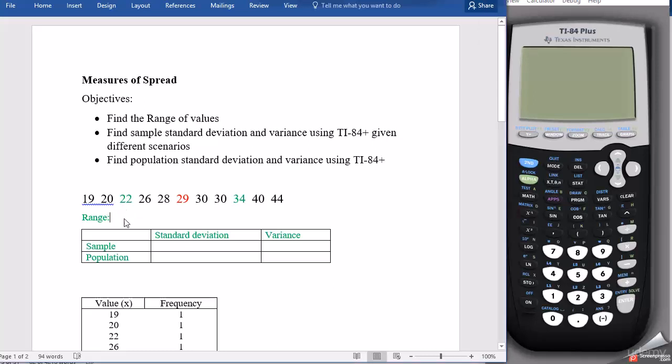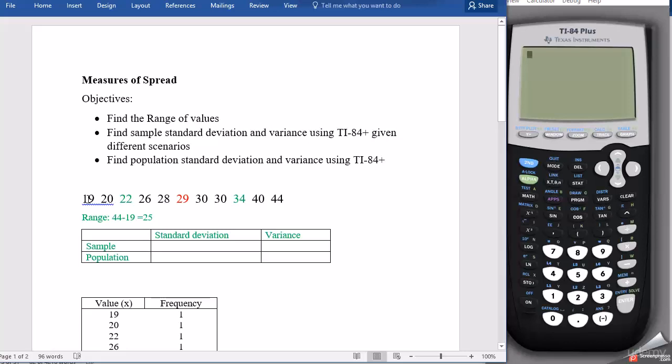The first thing we're going to talk about is the range, and we're going to do that using this set of numbers 19 through 44. The range is simply asking us to find the difference between the largest number and the smallest number. So you subtract the smallest number from the biggest number. In this case, the biggest number here is 44 and the smallest is 19. So the range will be 44 minus 19, and that gives us 25. So the range is 25. Whenever you're given a set of data, you look at the smallest number and the highest number, subtract the smallest from the highest, and that gives you the range.